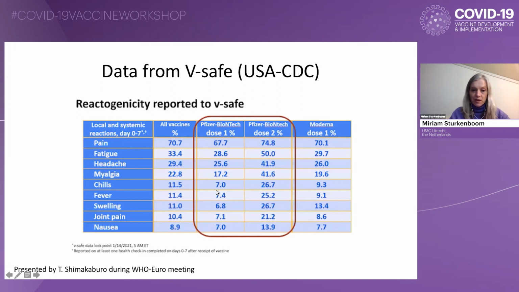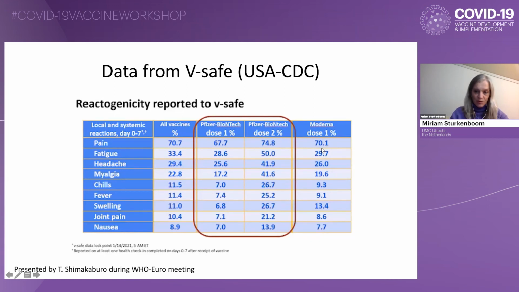And so you see here that reactogenicity, or reactogenic reactions, the local reactions and more systemic reactions that we were expecting based on the clinical trial data, do occur also in real life, very frequently actually. So pain: dose 1, 67%, 74% after dose 2.